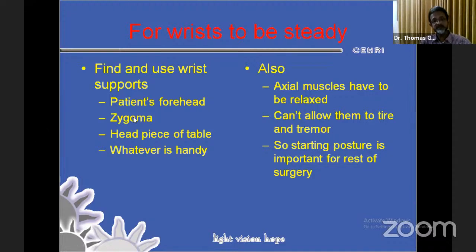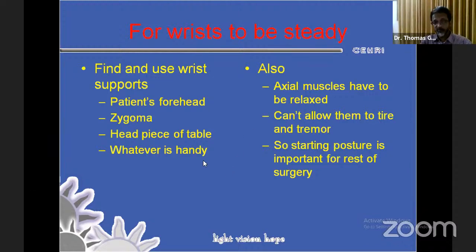And most headpieces of tables come with a wrist support ring, which the OT staff would conveniently hide away in a cupboard, especially if you're sitting at the head end and operating. This is handy. It would come in the way if you're operating on the temporal side, so we may have to remove it also for that. But if you're sitting at the head end, use the wrist support that comes with all the OT tables.